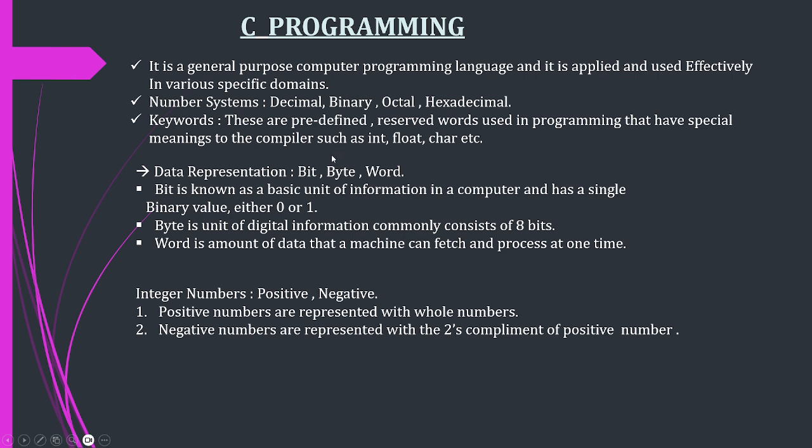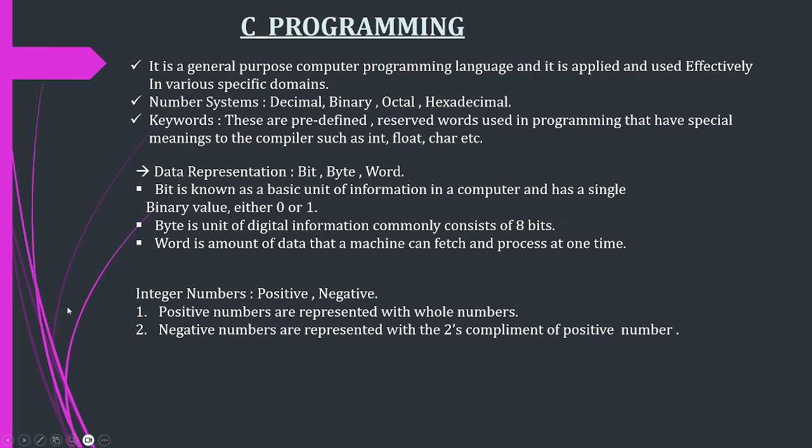Data representation. We have three types of data representation: bit, byte, and word. Bit is a basic unit of information in a computer and has a single binary value, either 0 or 1. Byte is a unit of digital information that commonly consists of 8 bits. Word is the amount of data that a machine can fetch and process at one time.